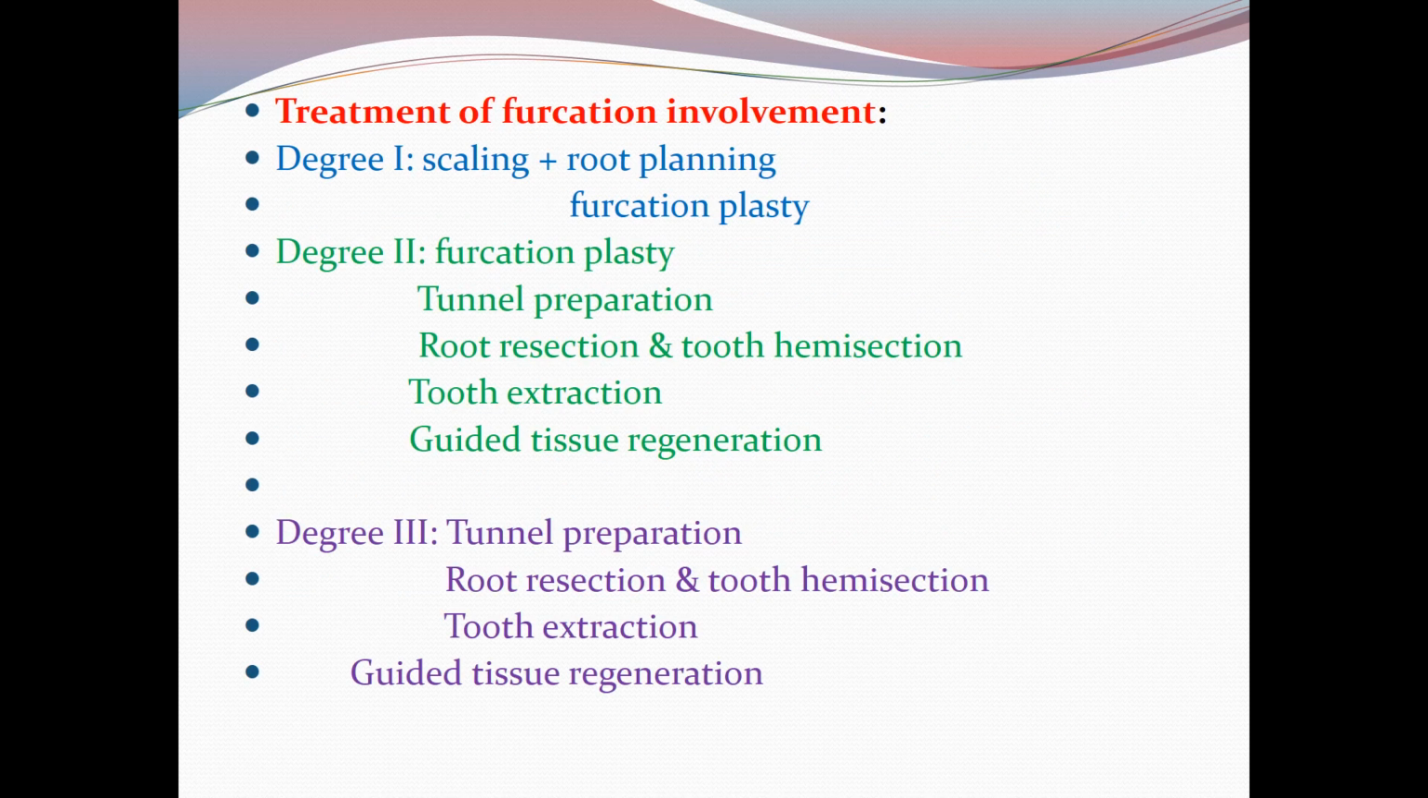Now we have the treatment of furcation involvement. We have degree 1: scaling and root planing with furcationoplasty. Degree 2: furcationoplasty, tunnel preparation, root resection and tooth hemisection, tooth extraction and guided tissue regeneration. Degree 3: tunnel preparation, root resection and tooth hemisection, tooth extraction and guided tissue regeneration and bone grafting.